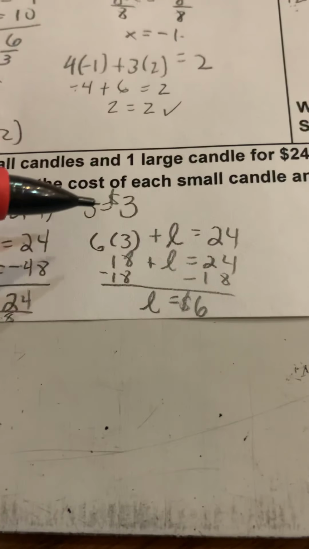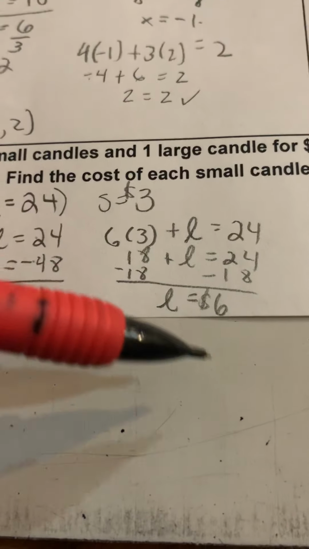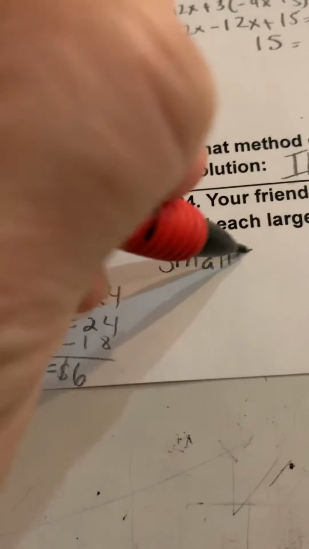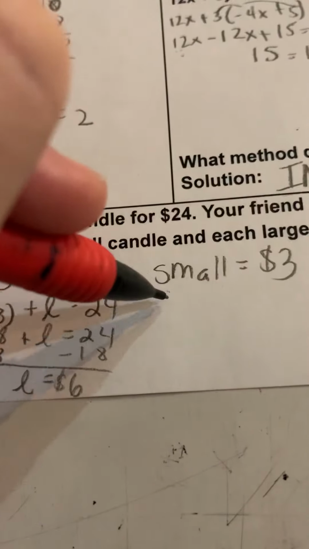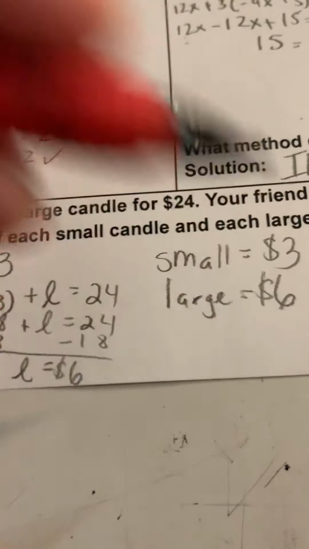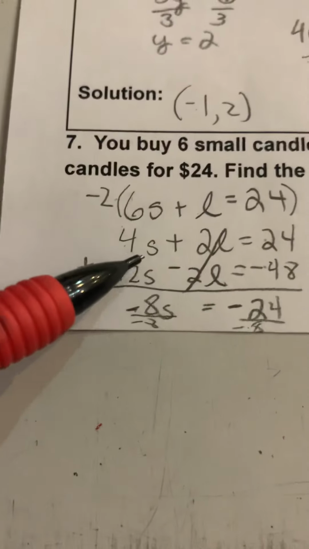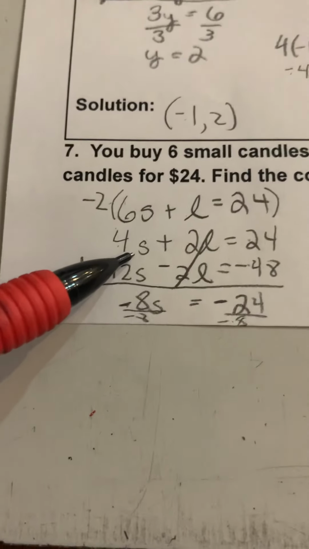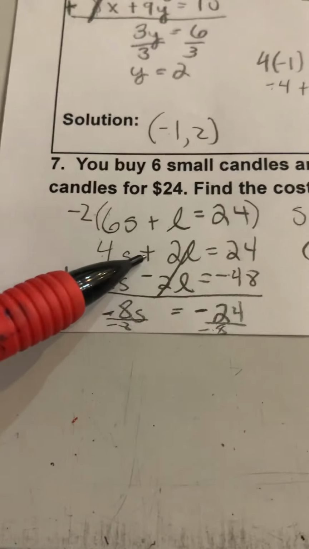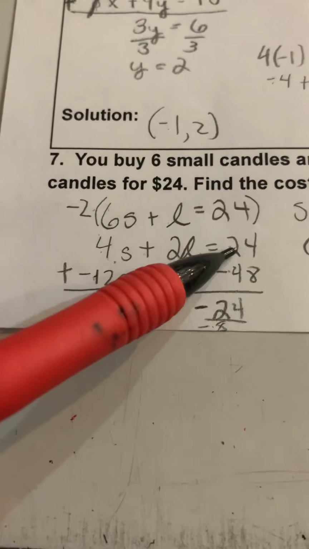So you have the small candle is $3 and the large candle is $6, so I'm going to just go ahead and write that out. Small equals $3 and large equals $6. And you could plug it into the other equation just to make sure. Does that make sense? If I did 4 times 3, which is 12, plus 6 times 2, which is 12, equals 24.